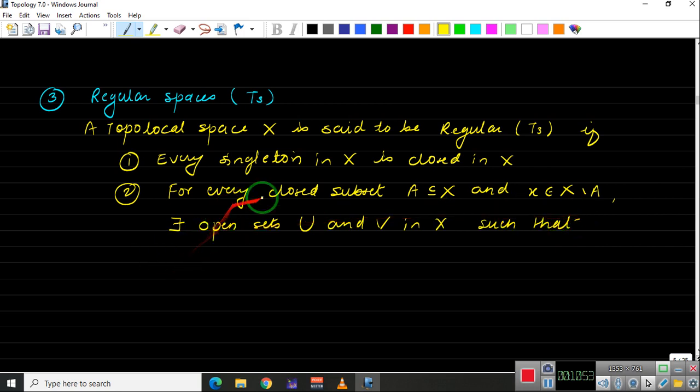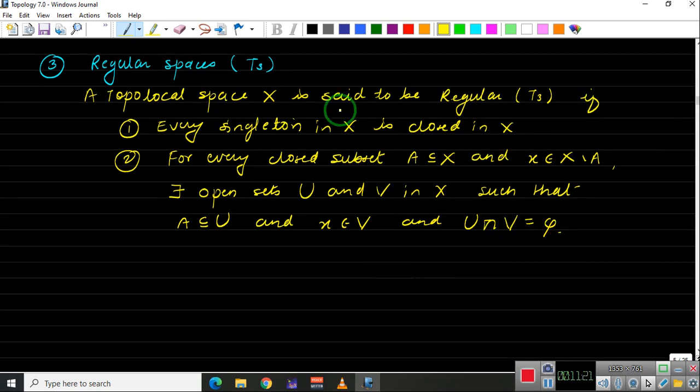A is a subset of U and x belongs to V. So what it means is, for every closed set and for every point which is not in the closed set, there exist two open sets such that A will be inside U and x will be in V, and another point is they should be disjoint. So U intersection V should be empty.